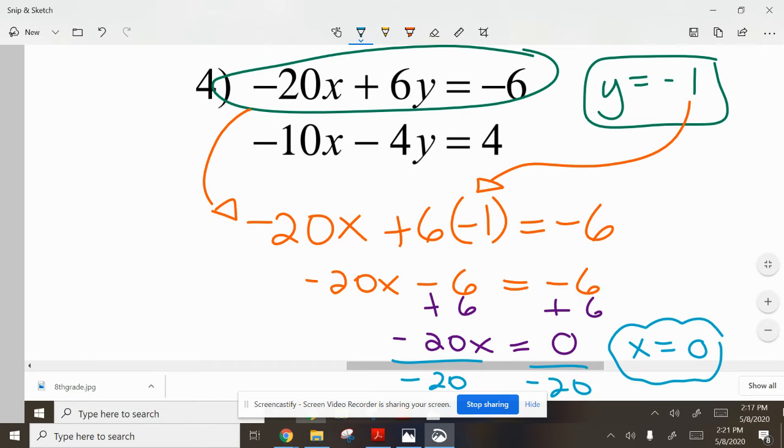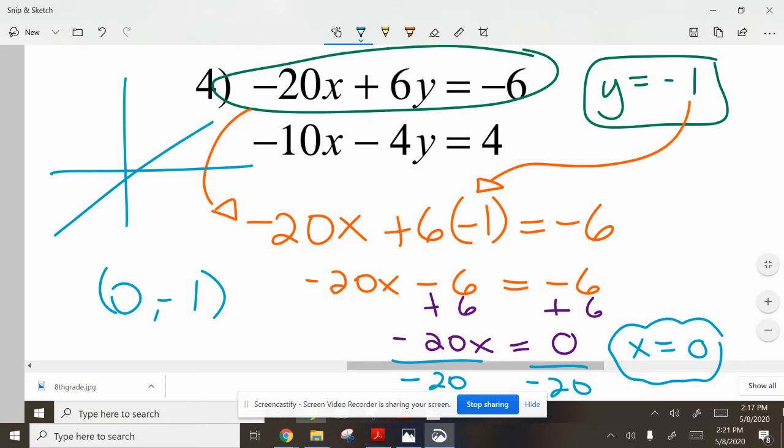Okay, so your final answer is 0, -1. Again, on a graph, that's where they would connect. So 0, -1 is like right there. And those two lines would connect right there if you were to graph them. All right, guys.